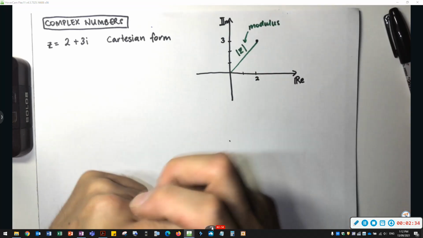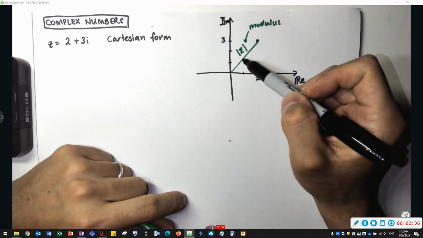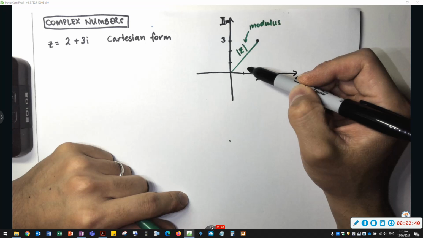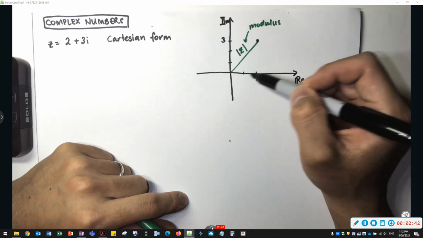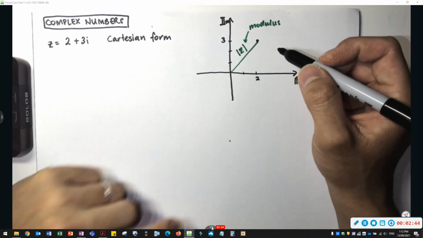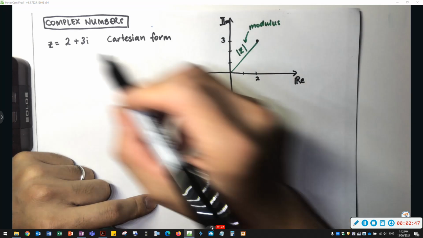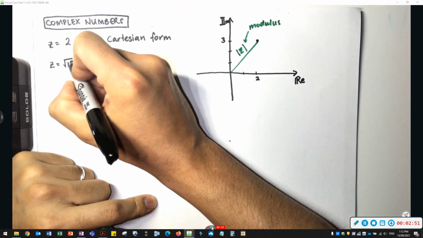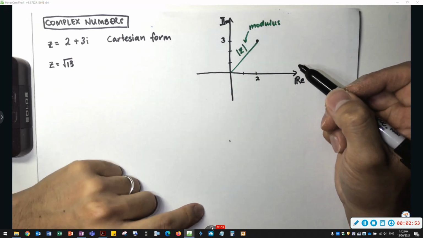So in this example here, if you just do a little bit of Pythagoras to figure it out, this is 3 and this is 2. So 2 squared plus 3 squared, 4 plus 9, 13. So the modulus is root 13.